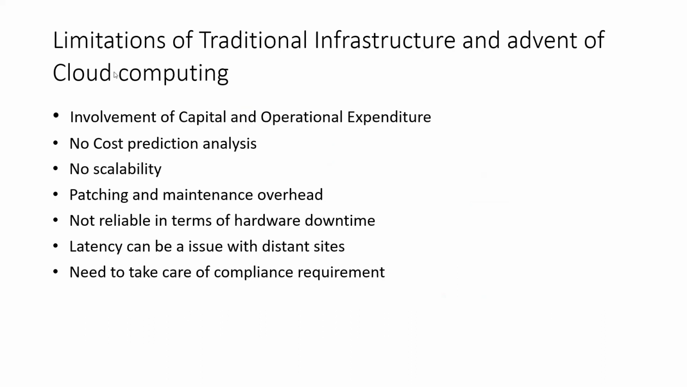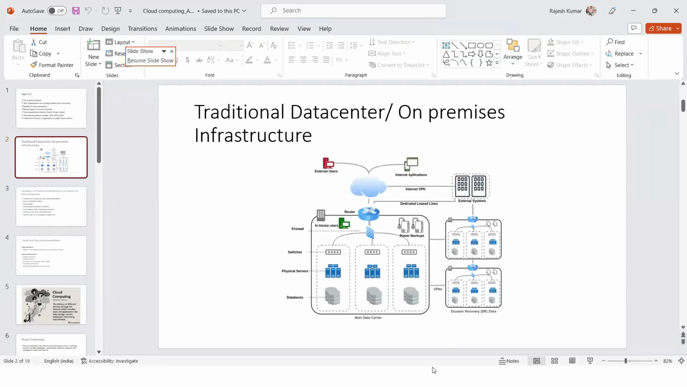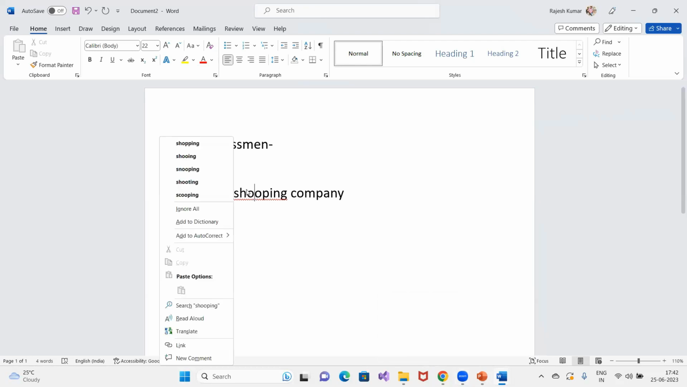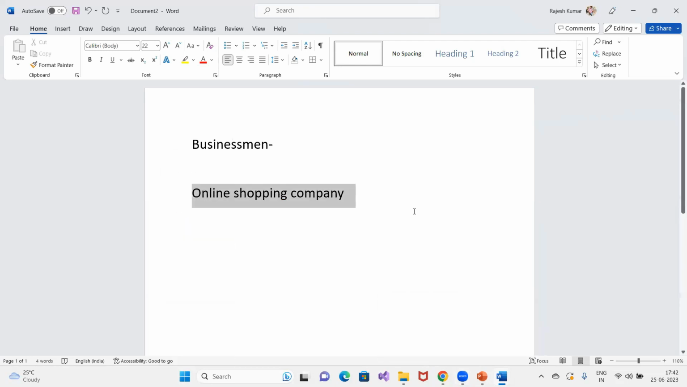If the company is hosting their on-premises infrastructure, let me give you one example to clarify in a good order. Suppose there is a businessman, and that particular businessman wants to start a company. So this businessman has a plan to start an online shopping company, suppose. He has decided to open an online shopping company, just like Amazon or Flipkart. In that online shopping company, he will sell the products through a website. That's what the businessman is thinking.